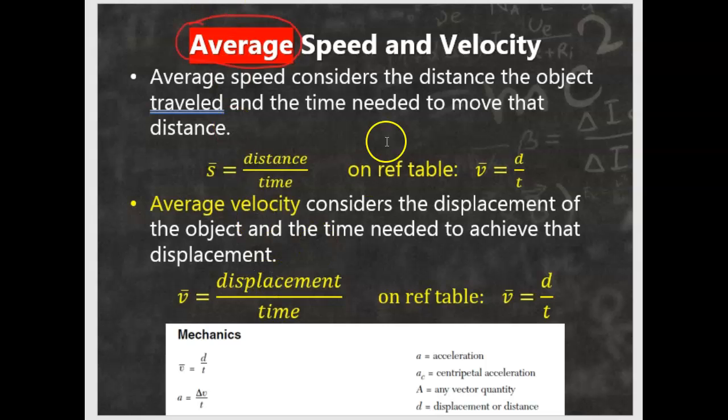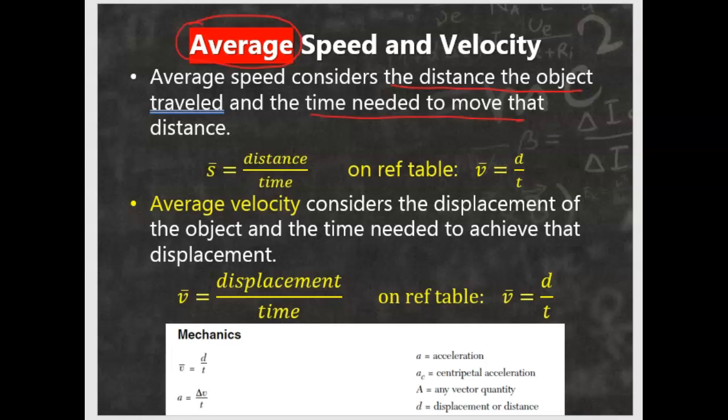So average speed is basically the distance that an object moves divided by the time that it took to move that far. Distance divided by time. So speed is distance divided by time. Average speed, average. What that means is in many situations, the speed isn't perfectly constant, right?